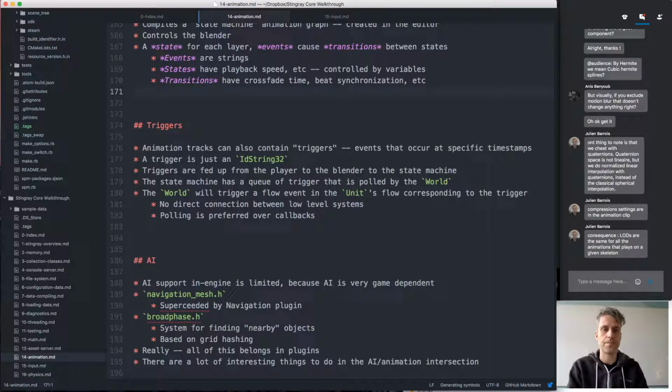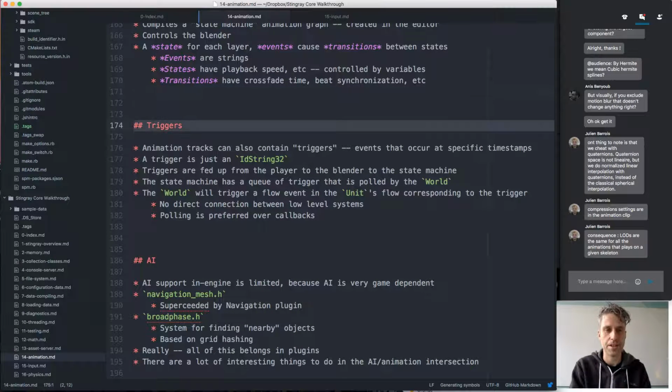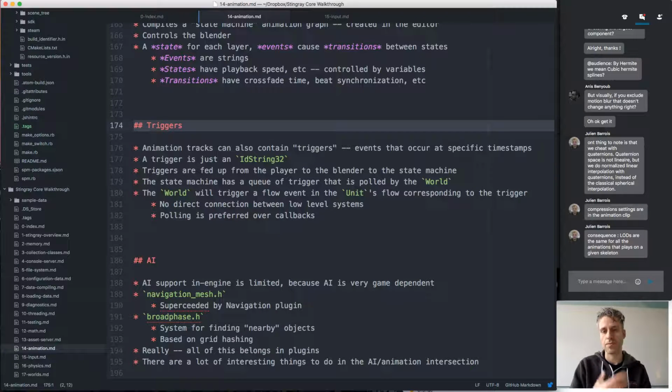We also have triggers in the animation system, and those are events that occur at specific timestamps in the animation. They are just represented by ID strings, and we feed them from the animation player. So when we play the animation in the animation player, we notice when we encounter these triggers, and then they are fed up from the player up to the Blender and then up to the state machine. And in the state machine, they are entered into a queue. So the state machine has a queue of all the triggers that have occurred.